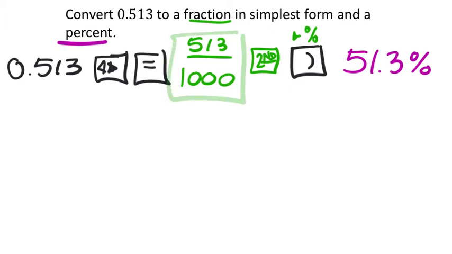That 513 over 1,000, it may not seem like it's simplified, but it is, because the calculator will always simplify those if it can. But since it didn't, that's just what it gave us. That's what we know that fraction would be.